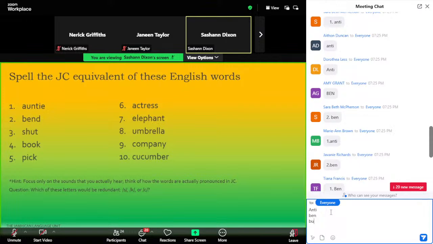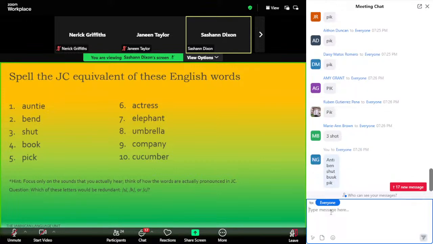You realize that for number 4 and number 5, the pronunciation is very similar to the English pronunciation. It's not the same. So I'll run through them one last time. Number 1, auntie. Number 2, ben. Number 3, shut. Number 4, book. And number 5, pick. All right? So what I'm going to do, I'm going to mute my mic, and then I'm going to take some of your spellings and put them on the screen, and then we'll work through them. Give me about a minute.